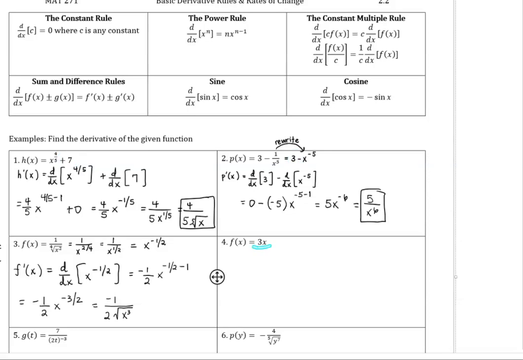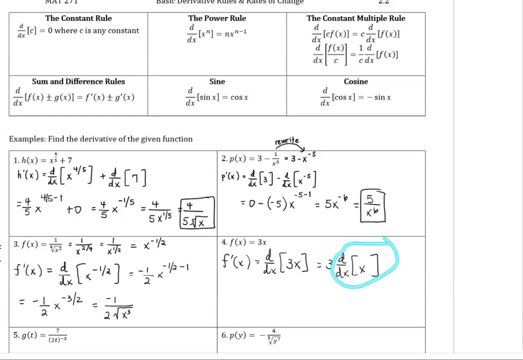This 3x looks more like this c f of x. And when we go in to take the derivative of that, the constant multiple rule tells us that I can pull this constant of 3 out in front of the derivative operator and be left with 3 times the derivative of x. Then to take the derivative of x, which is x to the first power, we can use the power rule.